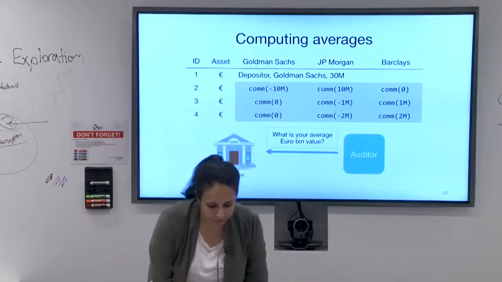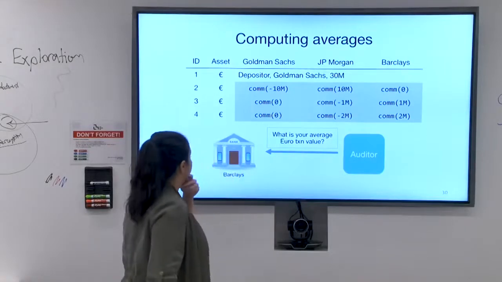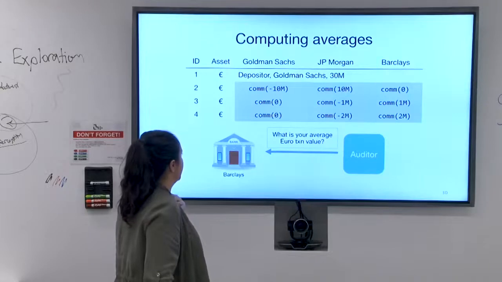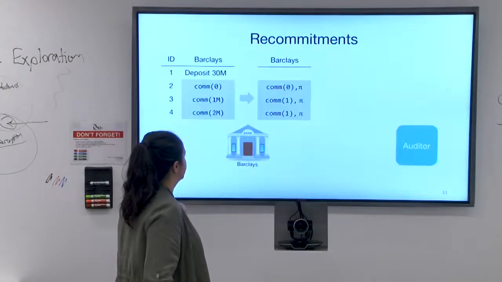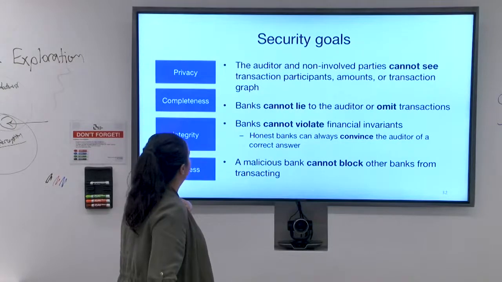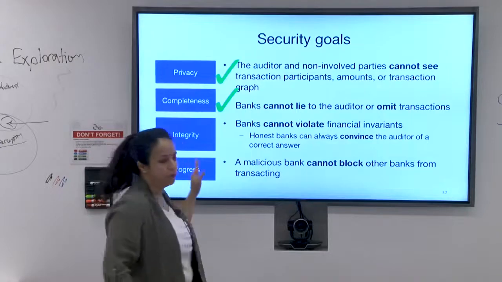So this next, I'm actually going to skip a little bit of this, because I think we're running a bit low on time, and I do want to get into what the proofs look like. So I'm going to skip this averages part. I'm going to go back to our security goals.